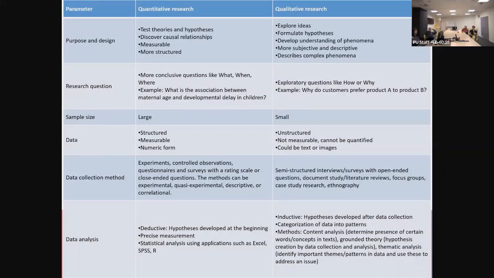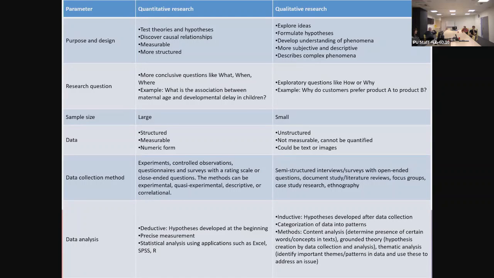The research question parameters, so quantitative is much more conclusive questions like what, when and where. You know, what's the association between maternal age and developmental delay in children? So that's something you can measure. Exploratory questions under qualitative research are more likely to be your how and your why. So for example, why do customers prefer product A to product B?